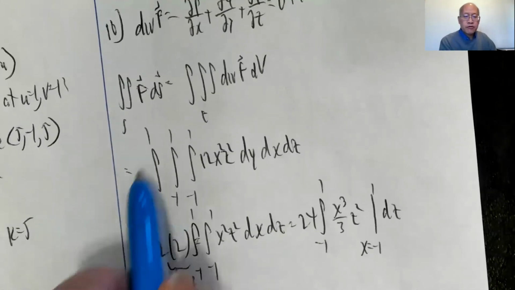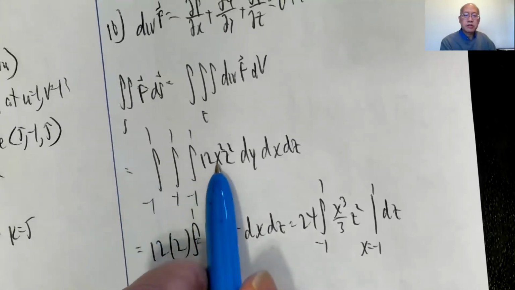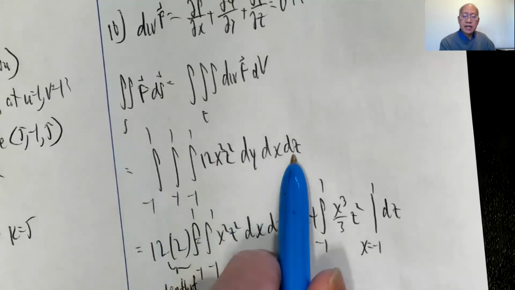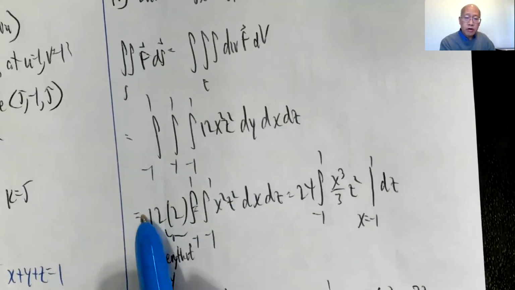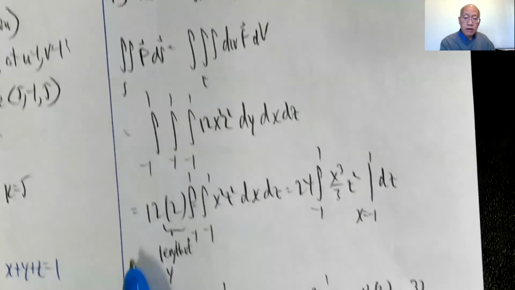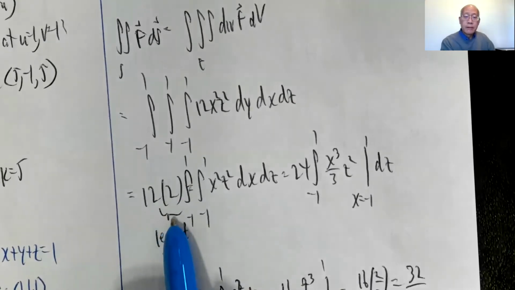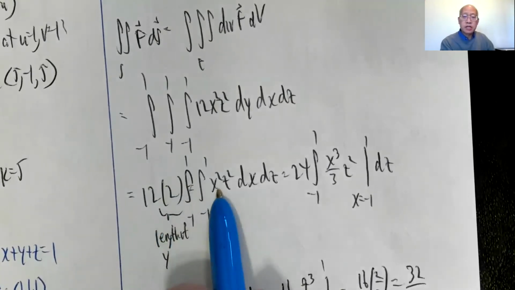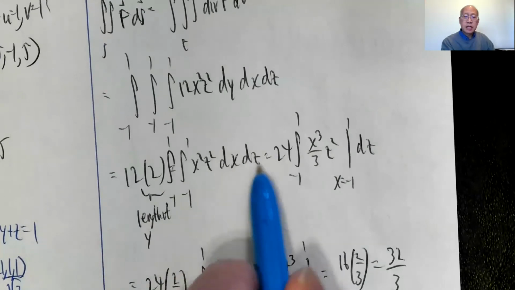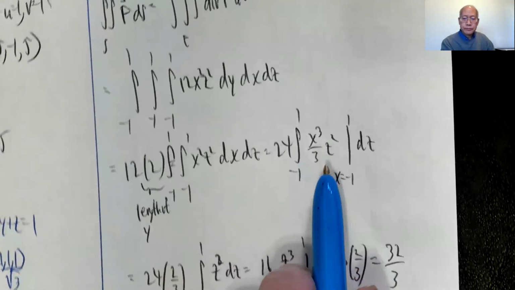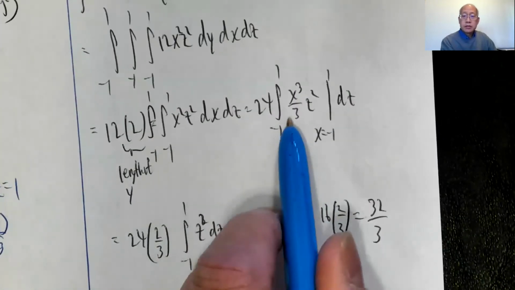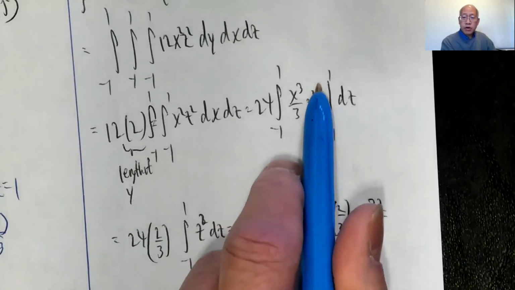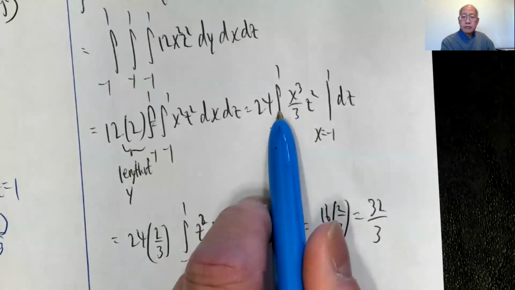So triple integral, negative 1 to 1 for x, y, and z, 12x squared z squared dy dx dz. I pick y first because this does not involve y. So it's just 12 times the length of the interval for y, which is 2, 12 times 2. And then negative 1 to 1 x squared z squared dx dz. So x cubed over 3, z squared, x goes from negative 1 to 1. So take out the 3, and 1 minus a minus 1 becomes 2/3.